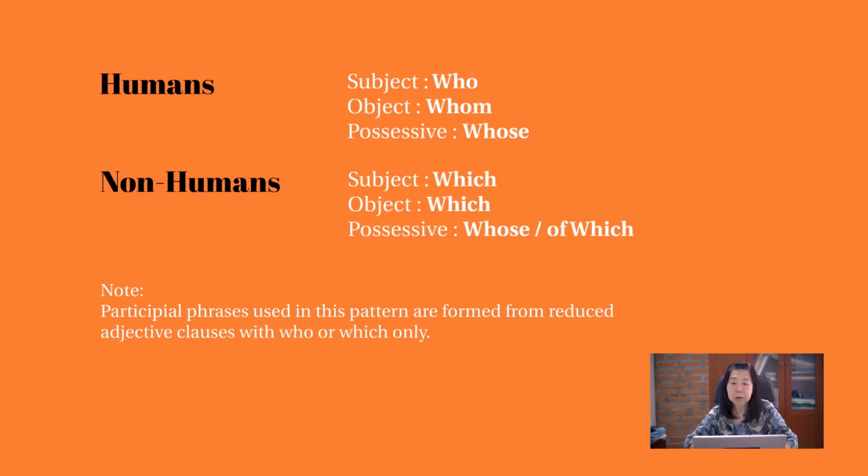Participial phrases used in this pattern are formed from reduced adjective clauses with who or which only. Jadi participial phrases yang dipakai dengan pola ini terbentuk dari adjective clauses yang dengan who atau which dan di-reduce. Jadi adjective clause-nya dengan relative pronouns who atau which.